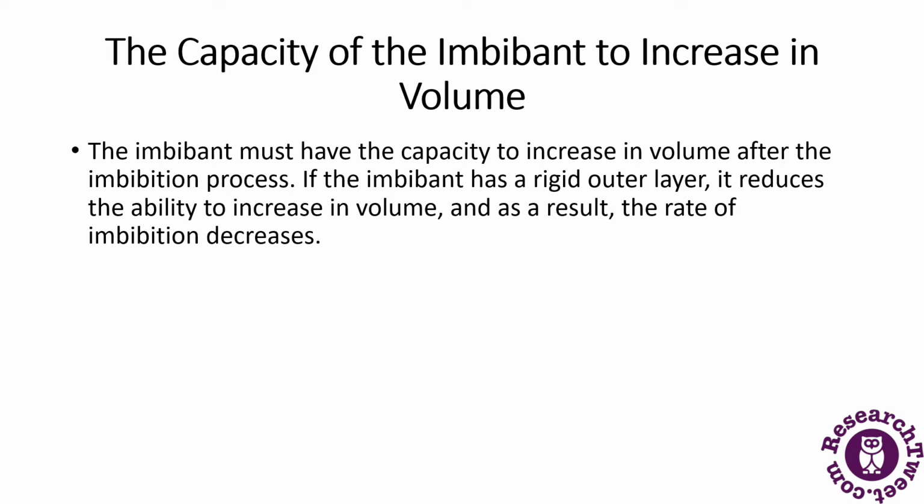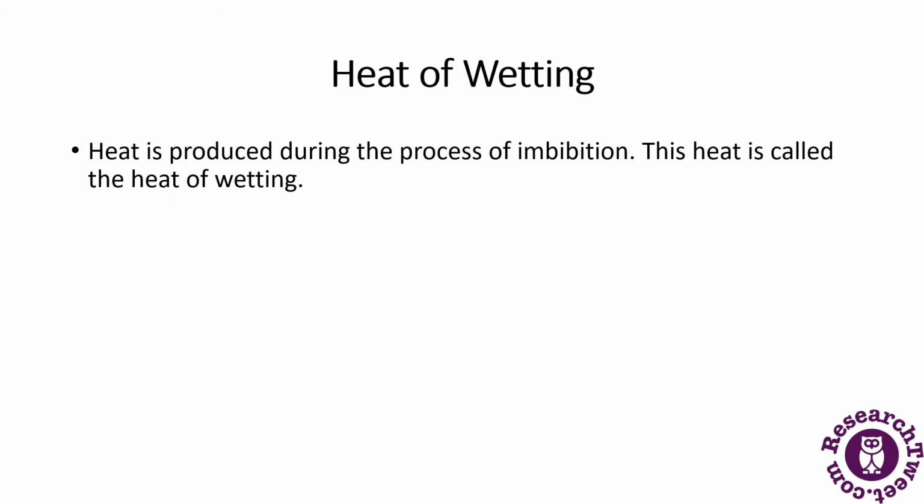Then the capacity of the imbibant to increase in volume. The imbibant must have the capacity to increase in volume after the imbibition process. If the imbibant has a rigid outer layer, it reduces the ability to increase in volume, and as a result the rate of imbibition will decrease. Now the last factor is the heat of wetting. Heat is produced during the process of imbibition. This heat is called the heat of wetting.